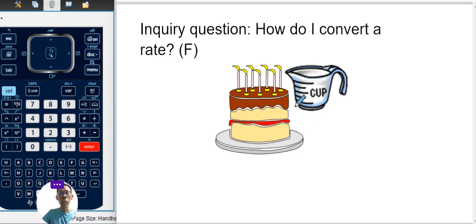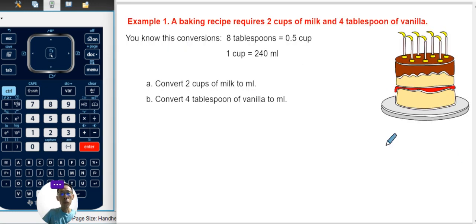So usually I think in terms of trying to use a baking recipe, we have to measure milk, sugar, and flour to make the cake. Sometimes I need to convert one measurement to another measurement. So in a baking recipe, it requires 2 cups of milk and 4 tablespoons of vanilla. There should be an S here.